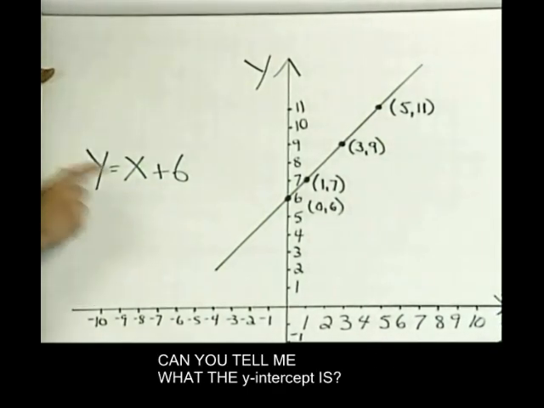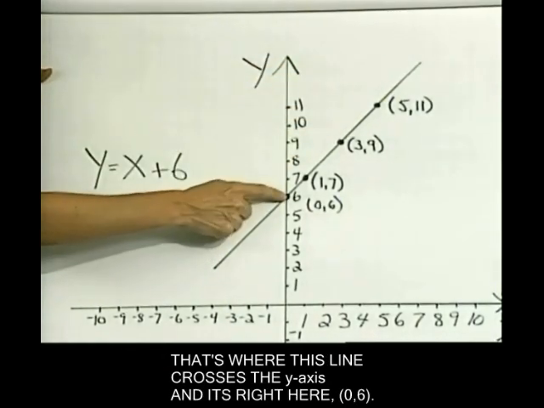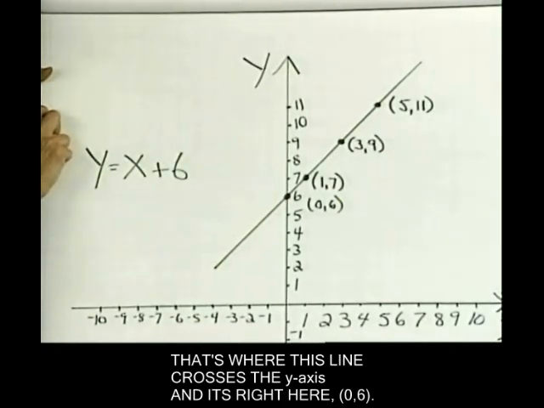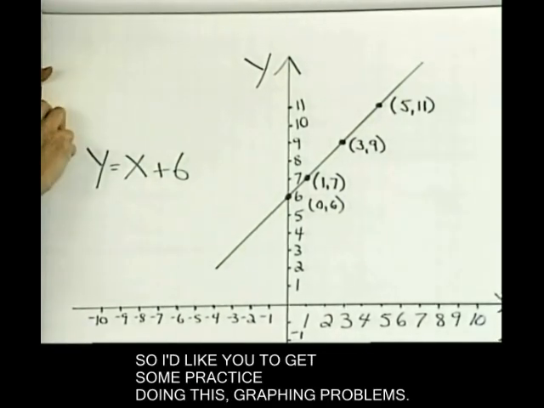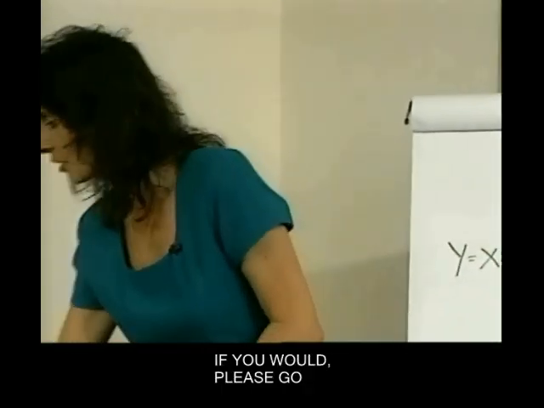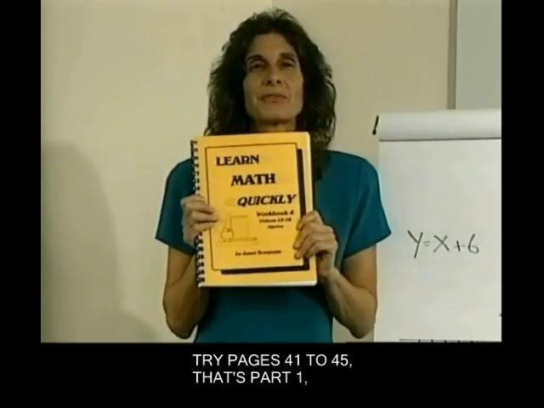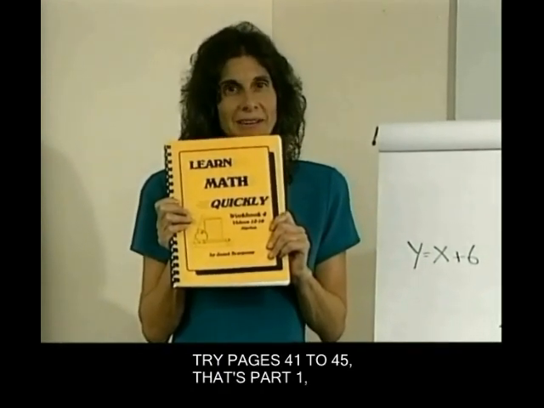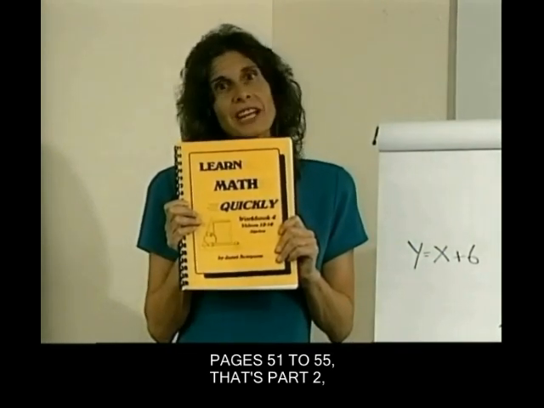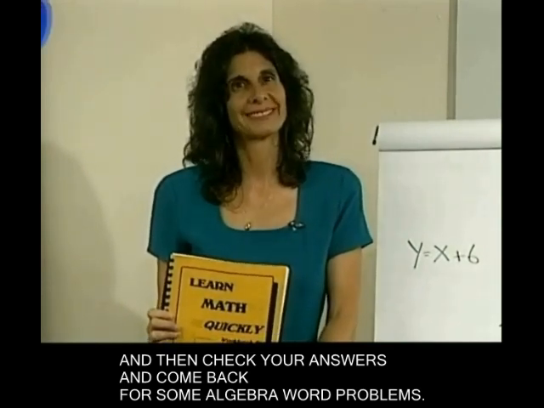Can you tell me what the y-intercept is? That's where this line crosses the y-axis, and it's right here. It's (0, 6). I'd like you to get some practice doing this, graphing problems. If you would, please go to the Learn Math Quickly Workbook 4. Try pages 41 to 45, that's part 1. Pages 51 to 55, that's part 2. Then check your answers and come back for some algebra word problems.